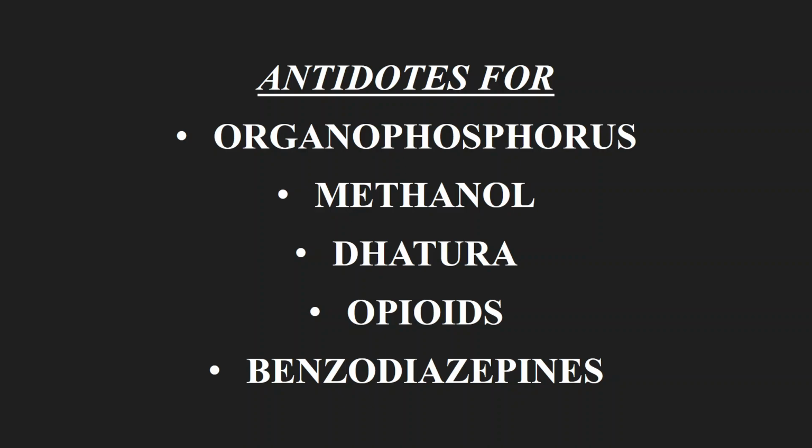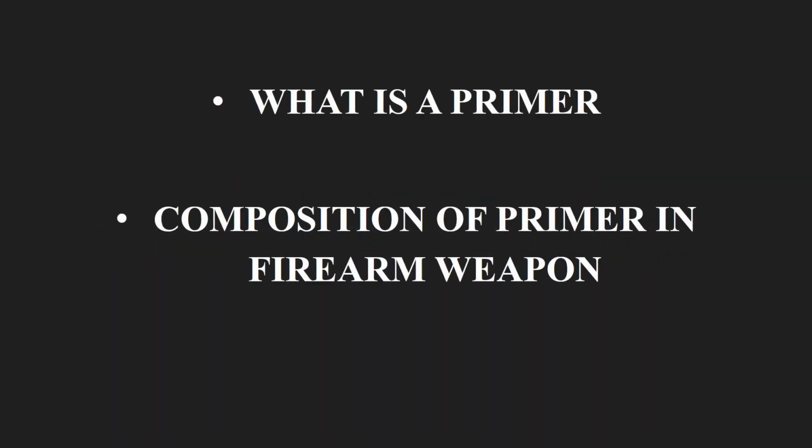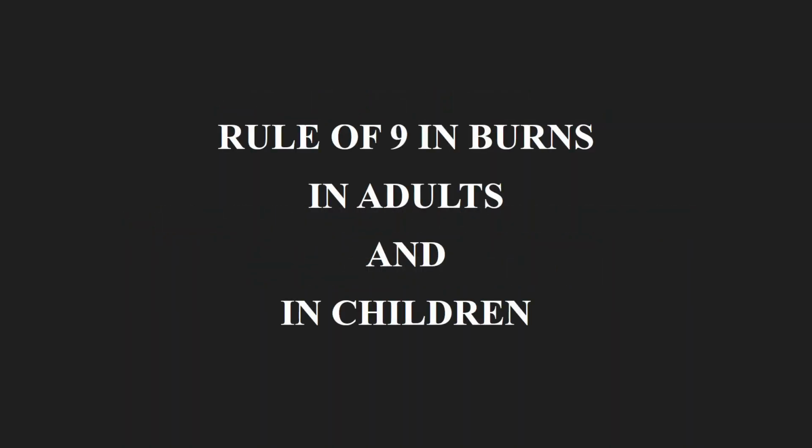What are the antidotes for the following? Organophosphorus compounds, methanol, datura, opioids, and benzodiazepines. What are chelating agents? What is the pelvic dissection procedure in case of a criminal abortion? What is a primer? What is the composition of a primer in a firearm weapon? How do you assess the rule of 9 in burns in adults, and how is it different, and what are the calculative formulas in children?